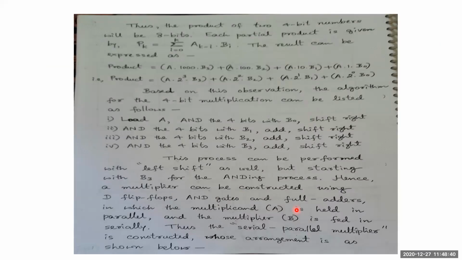You are supposed to use a full adder, in which the multiplicand A is held in parallel and the multiplier B is fed in a serial manner. Why? Because the multiplicand A is holding one particular value. So that's why we are using the flip-flops over here. Therefore, the multiplicand is held in a parallel manner and the multiplier is held in a serial manner. We call this kind of multiplier a serial parallel multiplier.